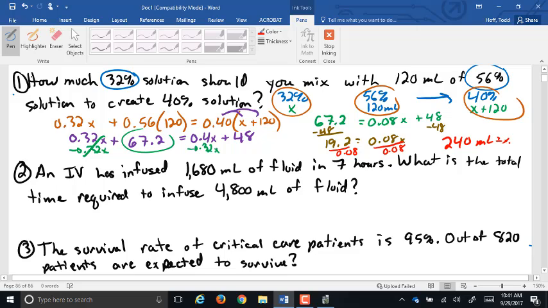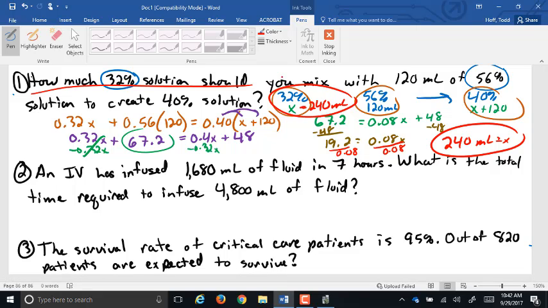240 milliliters equals X. We should always double check to make sure that's what we're asked. X, 240 milliliters, is the amount of the 32%. And we're asked how much 32%. So that's what we're looking for. Any questions on that one? Are we feeling a little bit better about those yet? Okay.